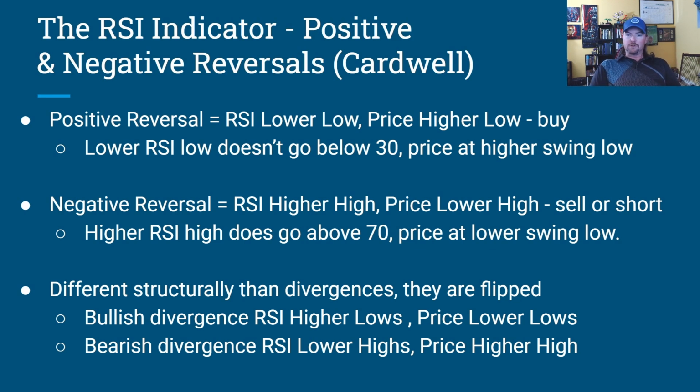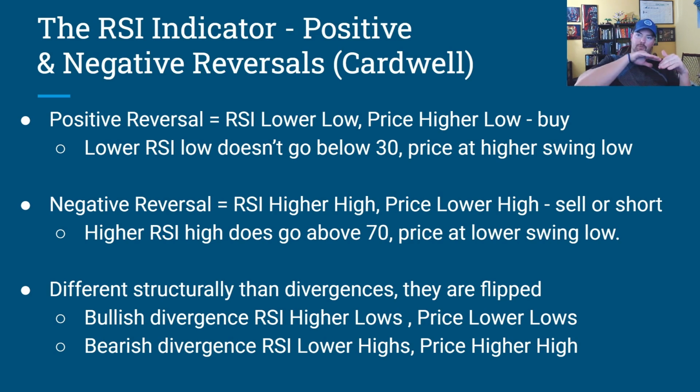Andrew Cardwell introduced these. He was the mentor of Constance Brown, who came up with the RSI ranges. So we have positive reversals and negative reversals. At first glance, these look like divergences, but as we'll see, they're kind of flip divergences in a way. So a positive reversal is when you have price making a higher low and RSI making a lower low. That's a buy signal. The RSI low doesn't go below 30 and price is at a higher swing low.